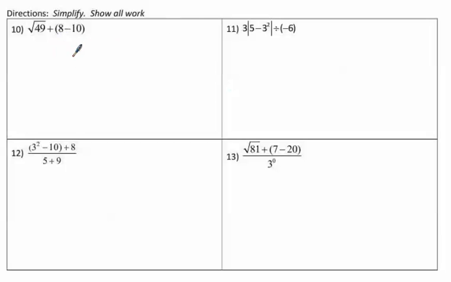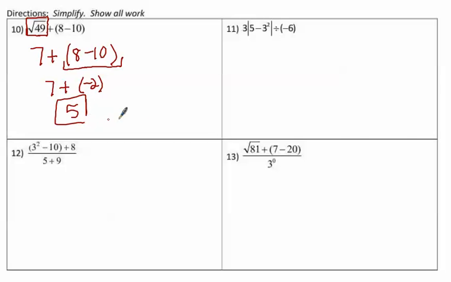Let's practice. Number 10. The square root of 49, that is a grouping, is 7, plus 8 minus 10. Now your next grouping is 8 minus 10. So that would be -2. 7 plus -2 is 5 for a final answer.